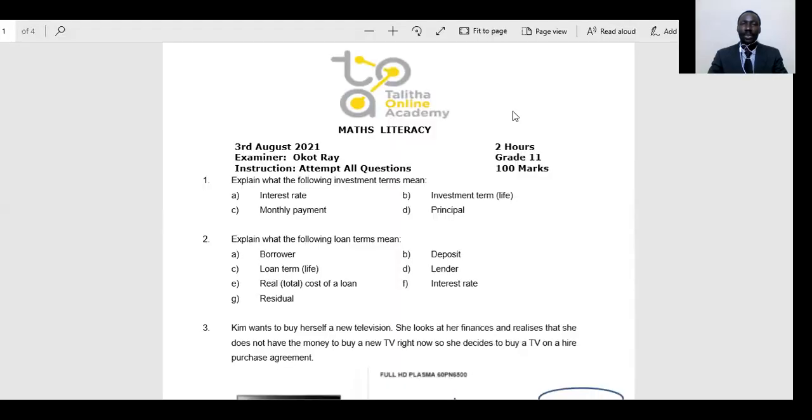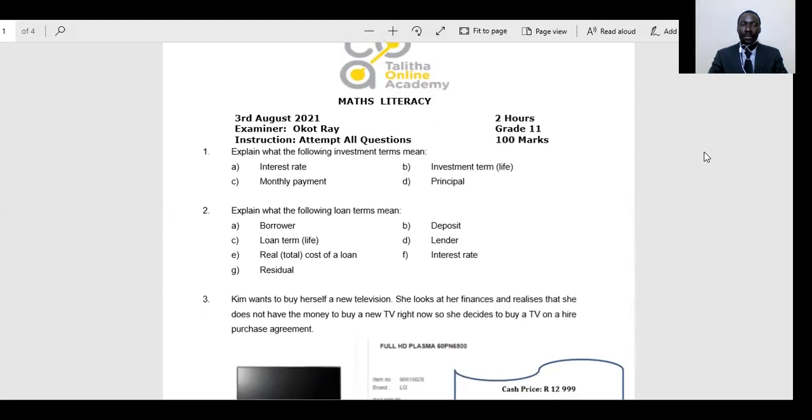Now, I will be sharing with you the question paper so that in case you don't have a copy with you right there, it's easy for us to get started. So I'm sharing with you right away a copy of the question before we get started with the discussion. Your paper was on the 3rd, 2 hours and 100 marks.